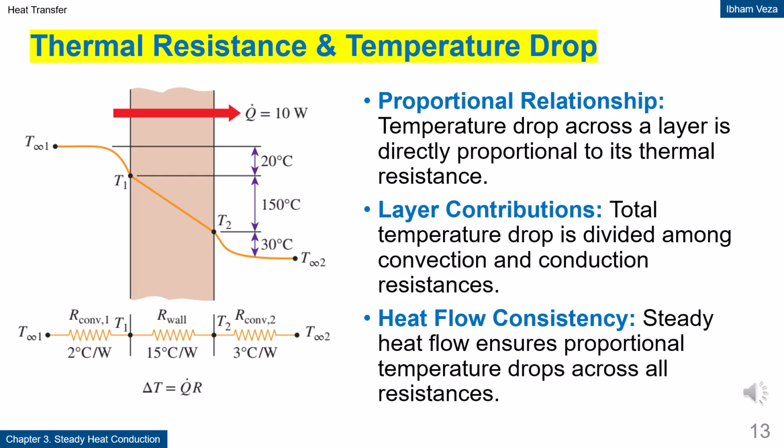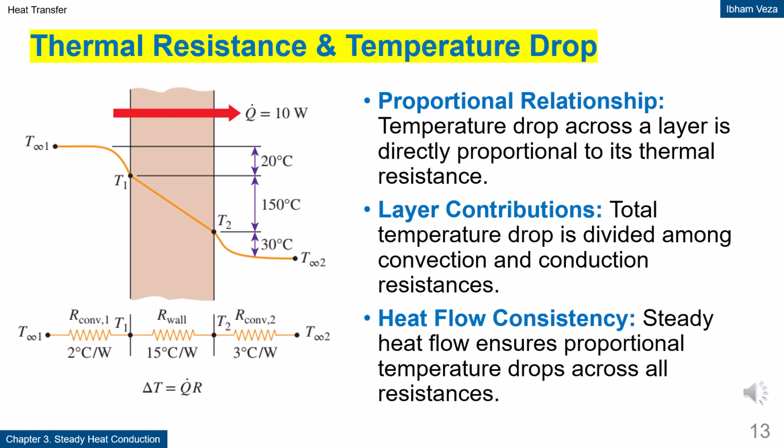Thermal resistance and temperature drop. The temperature drop across each layer is directly proportional to its thermal resistance. This means layers with higher resistance experience larger temperature drops. Under steady conditions, the heat transfer rate through all layers is the same.